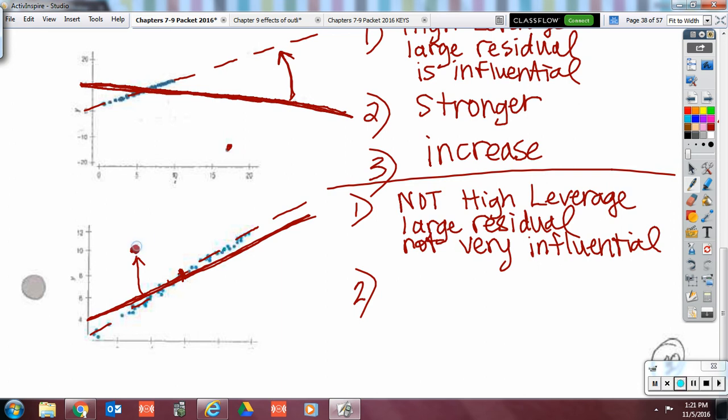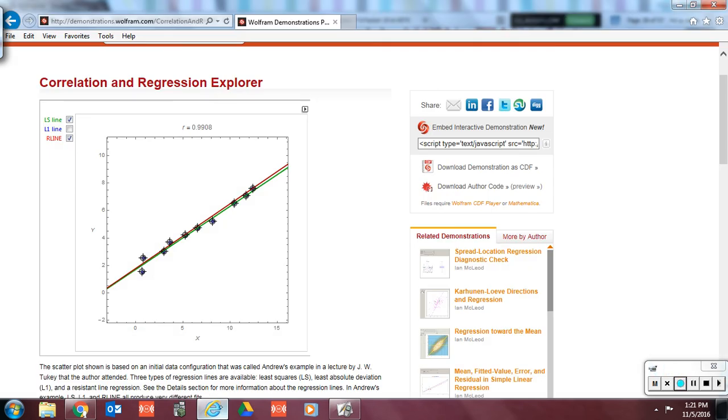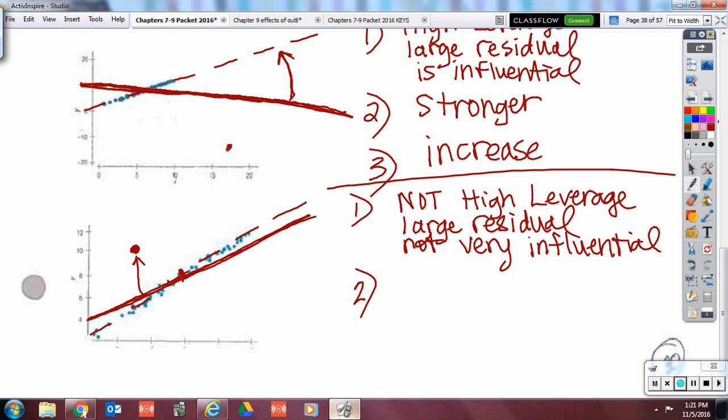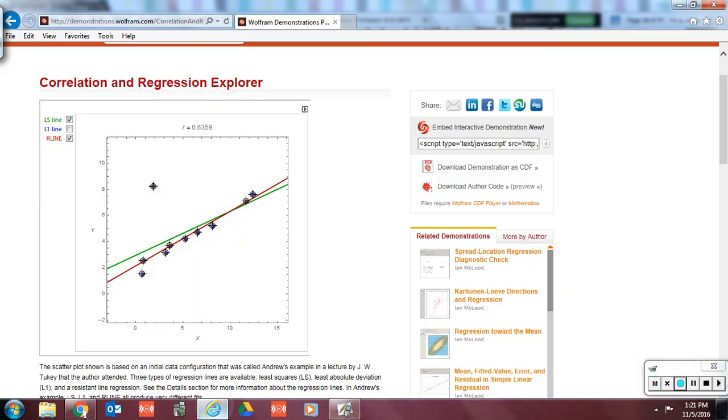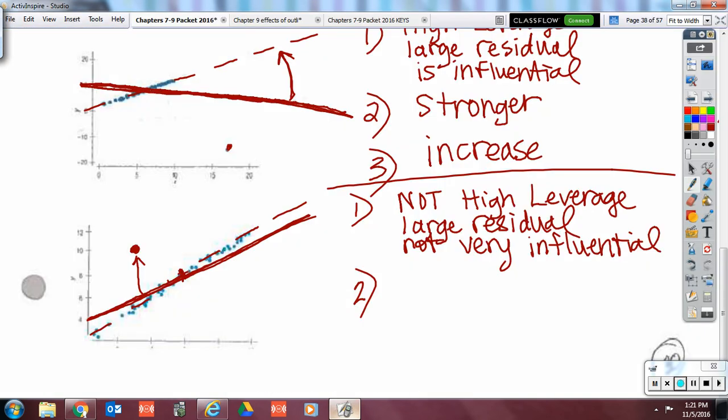This point being out of whack is making that correlation weaker. We can see from our picture here. The correlation is 0.99 something or other, and then if I have this point up here, it's now 0.629. So having this point in there is a weaker correlation. Moving this point to be in line is now a stronger correlation. So removing that point makes the correlation stronger.